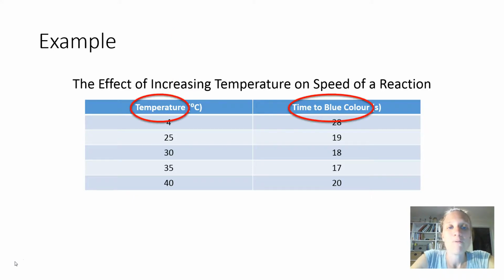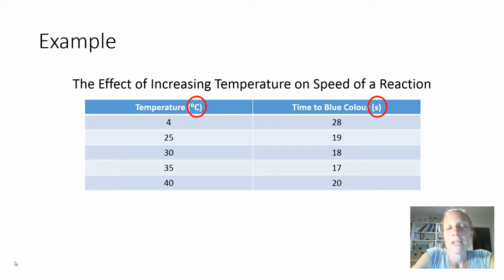Notice that both of my columns have headings. The left-hand one is called temperature. The right-hand one is called the time to the blue color, the time until the blue color appears. So both of those headings are descriptive and meaningful as well.